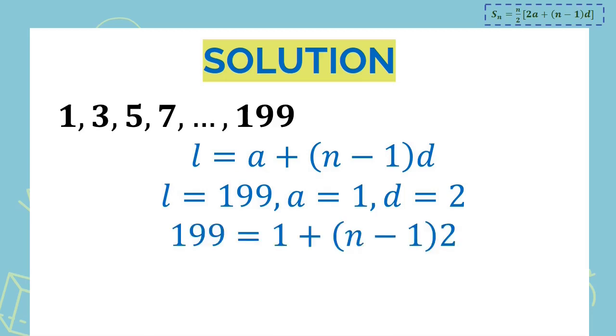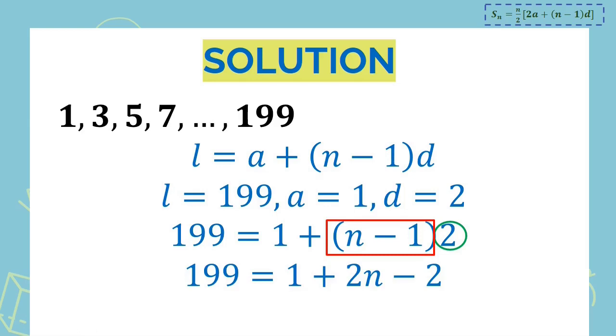When we are to substitute, we are going to have 199 equals 1 plus n minus 1 all multiplied by 2. And so in this case, the number 2 is going to multiply everything within the bracket. Remember that we are finding the number of terms. And so when we are to multiply 2 by the numbers within the bracket, we are going to produce 199 equals 1 plus 2 multiplying n will give us 2n, and also 2 multiplying -1 will produce -2.